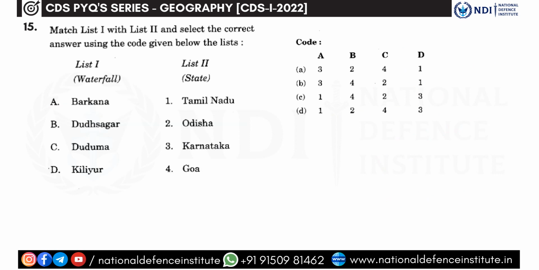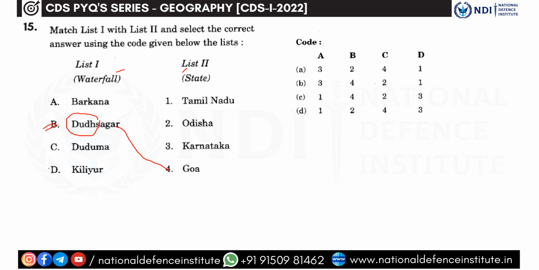Waterfall and state. This is also match the following. So you have to know at least 1 or 2 waterfalls to match this. Dudhsagar, maybe some are very familiar. Dudhsagar is present in Goa actually. Doodh means milk. So the waterfall itself looks like a white milk color. So B is 4, where you have B matched for these two.